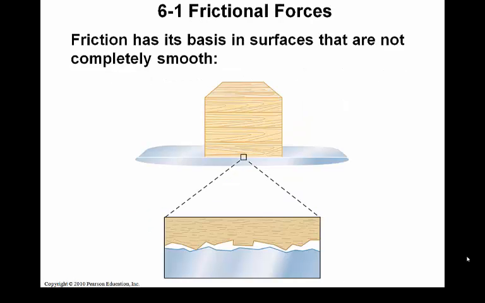Consider 2 surfaces that appear perfectly smooth. At the atomic level, the surfaces are not smooth at all. When one surface tries to move over the other, this is what creates the resistive forces we call friction.